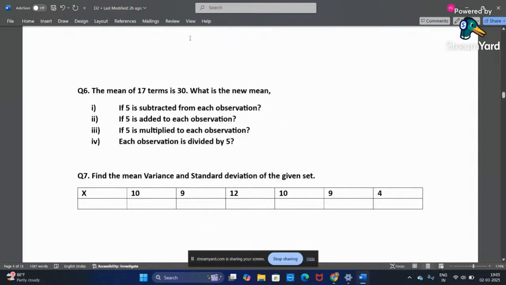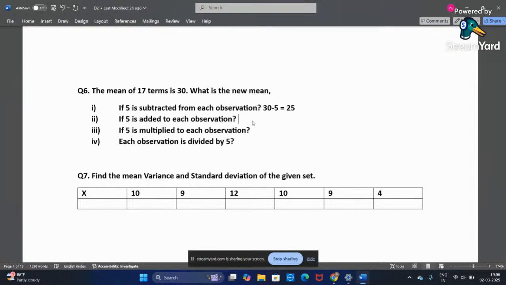The mean of 17 terms is 30. What is the new mean if 5 is subtracted from each observation? There are 17 terms and the mean is 30. Here in the first one, they're telling that each number is subtracted by 5. That means 30 minus 5. The answer will be 25.